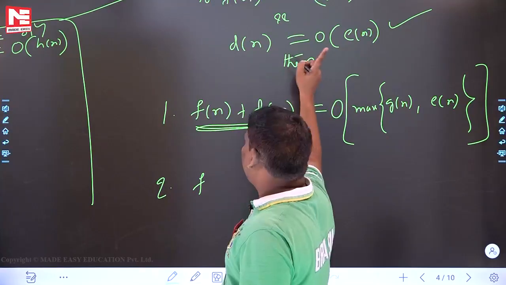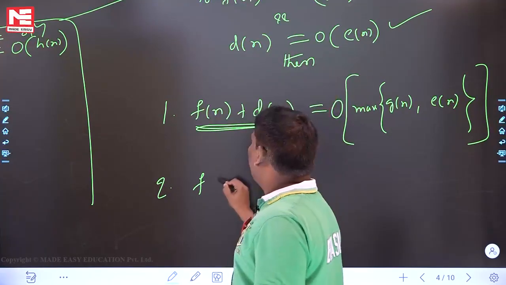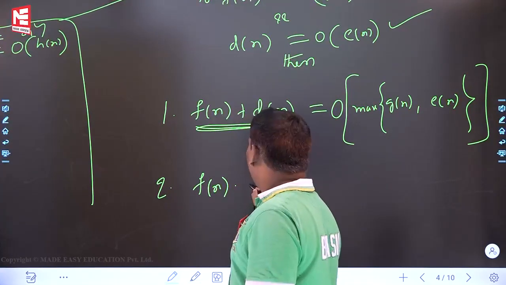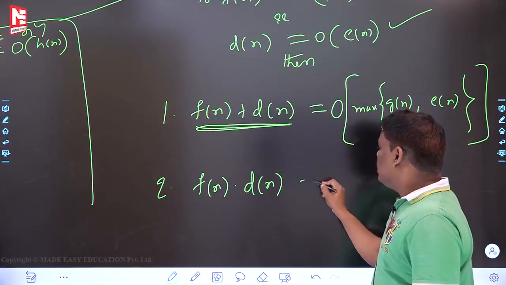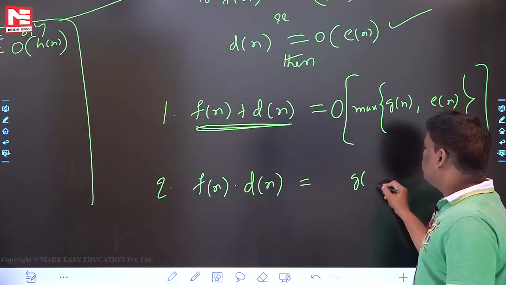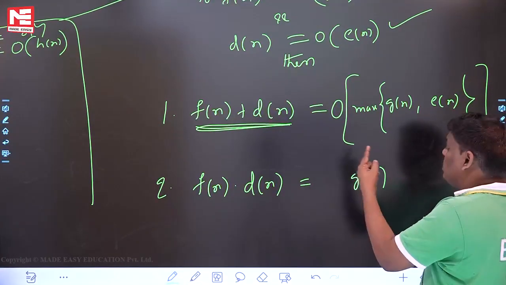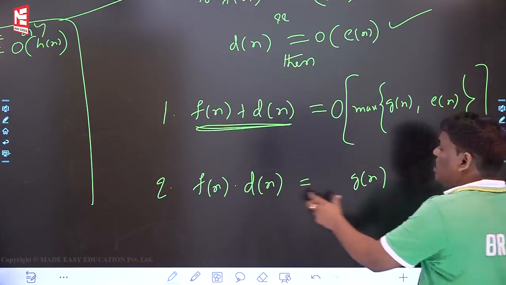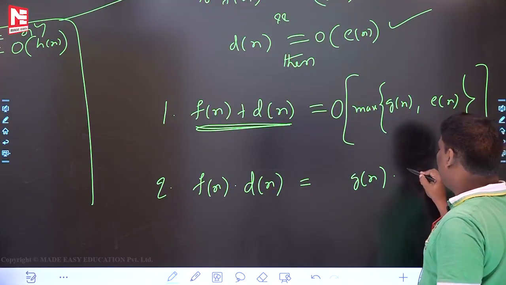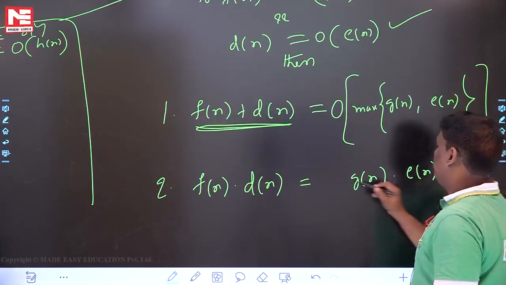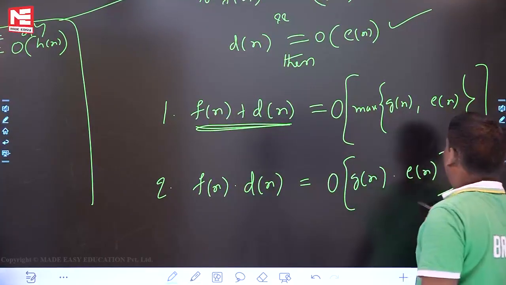F is upper bounded by g, d is upper bounded by e, it's okay. Then what about this one? F of n into d of n. What is the answer? I think f's upper bound is g, d's upper bound is e. If you multiply the left side, the right side also multiplies. G of n into e of n, big O. Right? That is the answer.